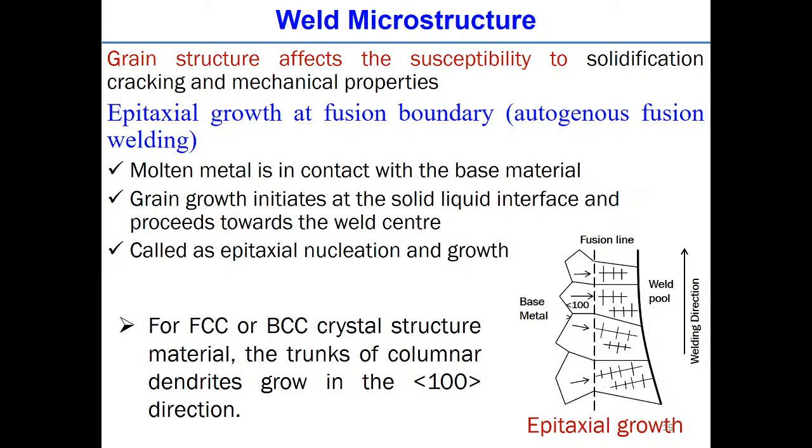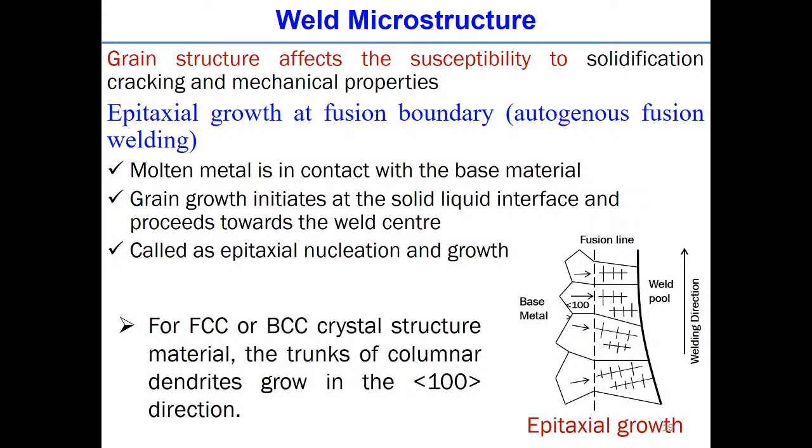Normally, the growth happens in the direction where the steepest temperature gradient exists. This is the grain growth initiated at the solid-liquid interface, which then proceeds towards the center. It is called epitaxial nucleation and growth. First nucleation starts, then only does growth occur. But this epitaxial growth is associated with the particular crystal structure of the material. The material may have a BCC or FCC structure, and the growth normally happens in the 100 direction.